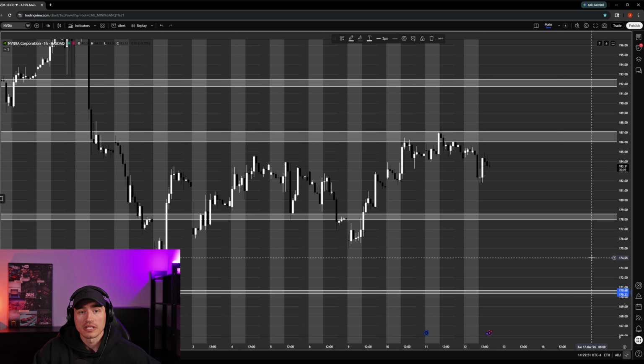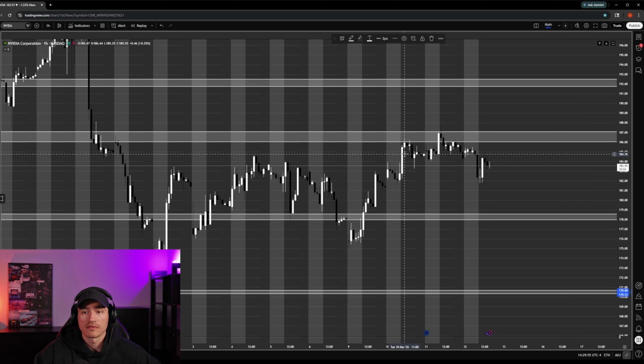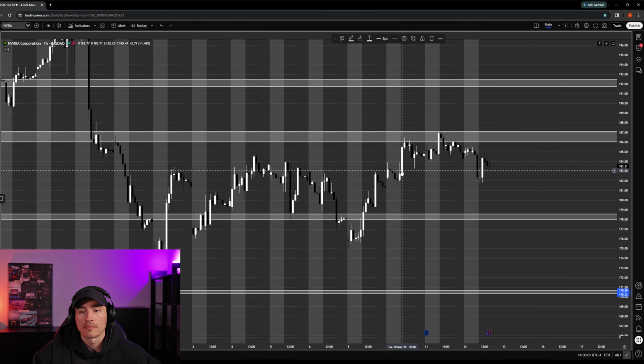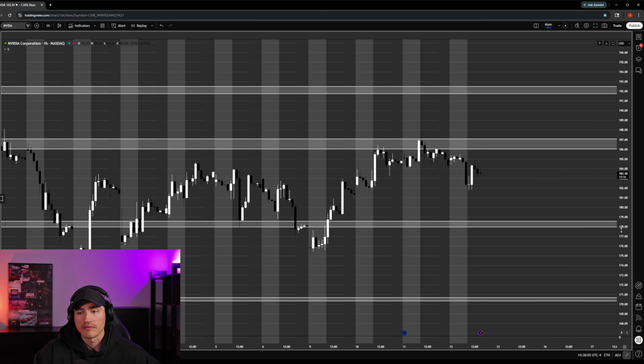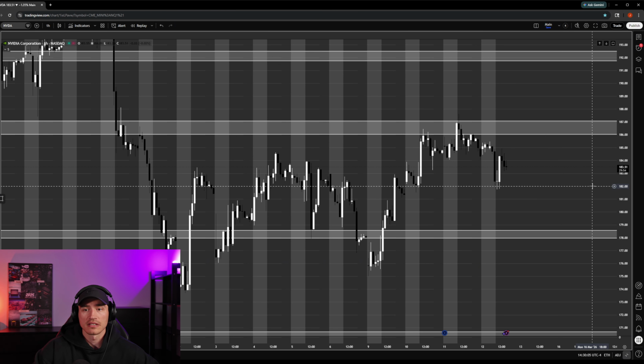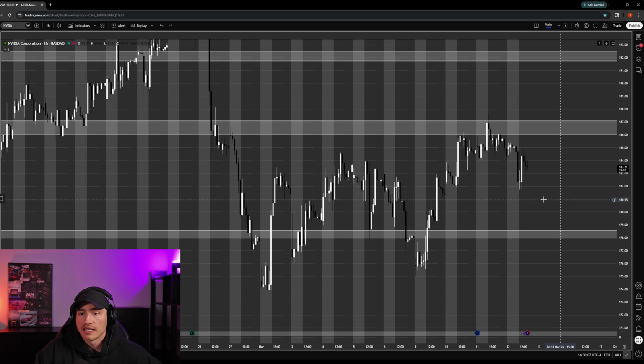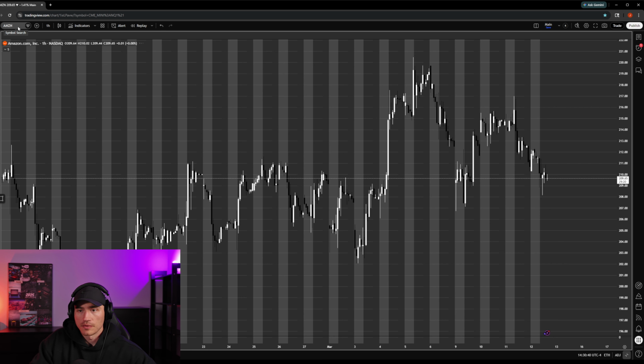NVIDIA has actually been really good with watching how that moves, kind of gives you an indication of NASDAQ. If NVIDIA is pumping, but NASDAQ is lagging behind, a lot of times NASDAQ will pump and follow the way NVIDIA is moving. So definitely keep an eye out for that. If we do get some downside, we definitely could test the bottom of that range. So let's head over to Amazon.